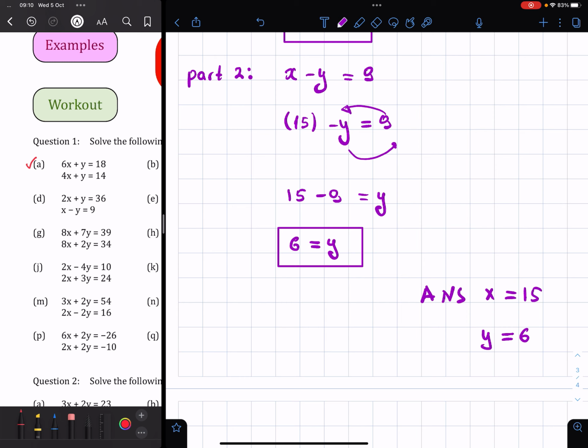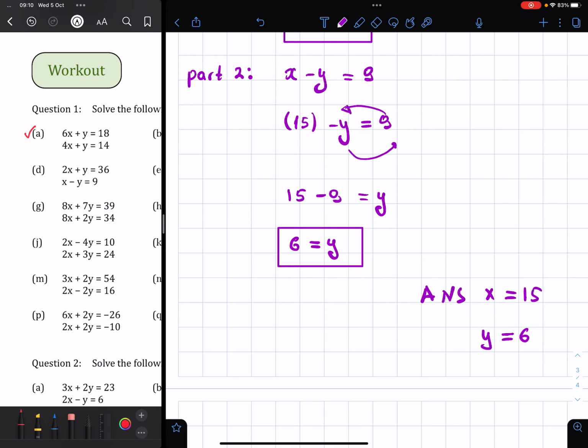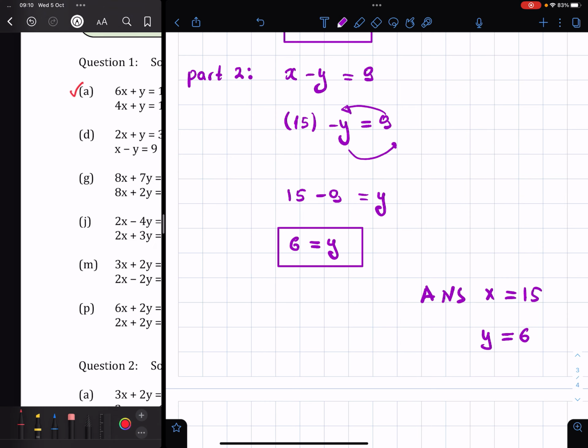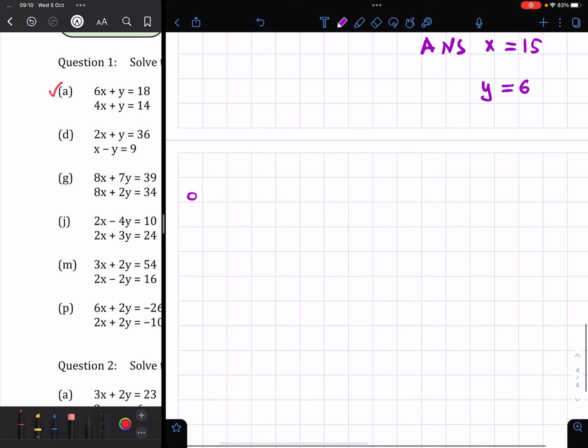Okay? Guys, I'm going to do question G also, then I'm going to move on. What if they have different coefficients? I'm going to move to question 2, which is not homework. So far we are doing variables that have the same coefficient, and we're just subtracting or adding to eliminate. So now I'm also going to do question 1G, still the same coefficient. Question 1G is 8x plus 7y equals 39. Yes?